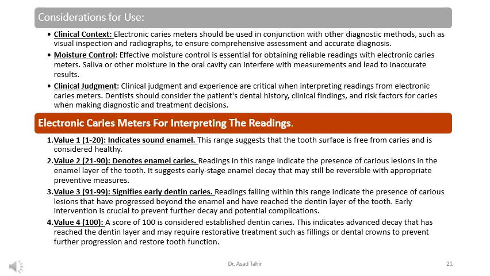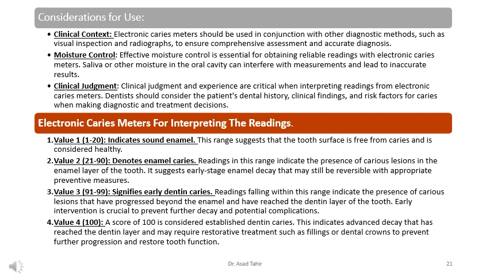Value 3, 91 to 99, signifies early dentin caries. Readings falling within this range indicate the presence of carious lesions that have progressed beyond the enamel and have reached the dentin layer of the tooth. Early intervention is crucial to prevent further decay and potential complications. Value 4, 100: a score of 100 is considered established dentin caries. This indicates advanced decay that has reached the dentin layer and may require restorative treatment such as fillings or dental crowns to prevent further progression and restore tooth function.